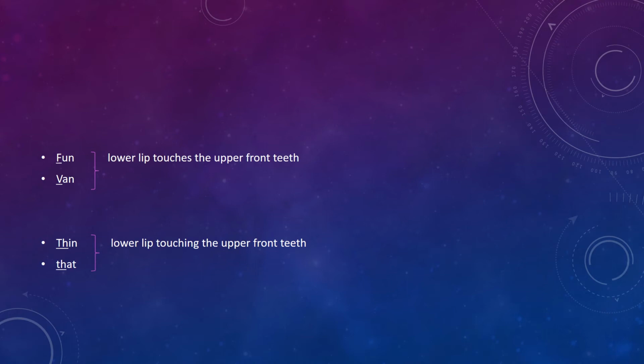And the next set of sounds, the th sounds, with the lower lip touching the upper front teeth. Please make a note that the lower lip is touching the upper front teeth when you say the th sounds, as in thin and that. Thin, that. It is thin, that. Lower lip touching the upper front teeth.